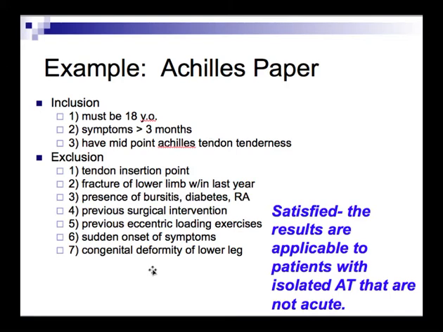There's a whole lot of exclusion criteria. We can see the first one here. The insertion point is meant to rule out the insertional tendinopathy. There are some other diagnoses that can be misrepresented or present with heel pain that aren't really Achilles tendinopathy. They're ruled out. So essentially we have this criterion satisfied based on a fairly sound set of inclusion and exclusion criteria. So we would use this when interpreting this and applying it to patients.